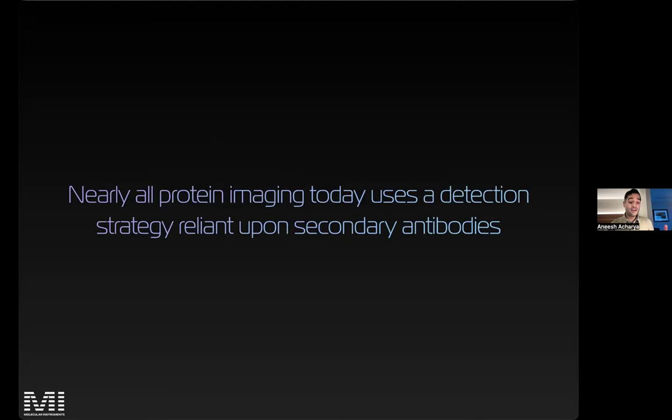And today, regardless of where your research lies, pretty much all protein imaging methods rely on secondary antibody-based approaches. In general, a researcher has a primary antibody that binds to the target of interest, and they detect it by using a species-specific secondary antibody that binds to it, and then use that to generate signal. There are some key limitations to that, which I'll go into in a couple of slides.